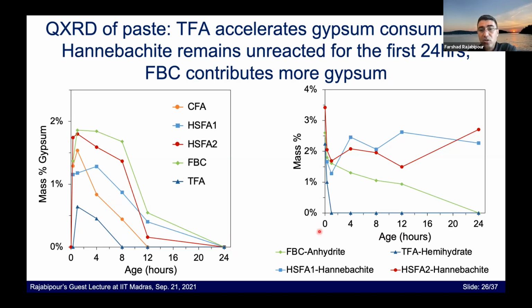The graph on the right-hand side shows some of the other sulfur-bearing phases. For example, these two lines show the percentage of hannebachite in the systems that contain hannebachite, and we see that there is not much consumption of hannebachite for the first 24 hours. We're going to do these studies at later ages to see how reactive this hannebachite is. The green that shows the FBC shows that the FBC contains anhydrite. There is quite a bit of anhydrite that is present and is being consumed, essentially converted to gypsum, as we see here, and both are consumed by 24 hours.